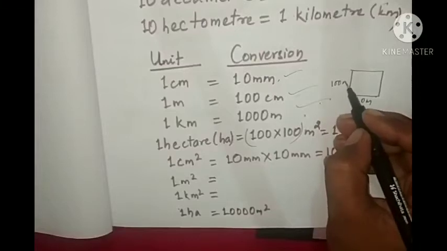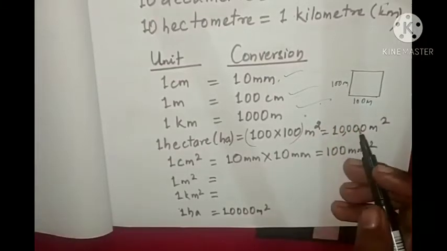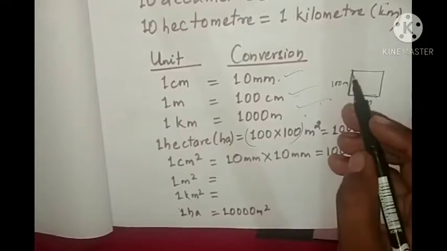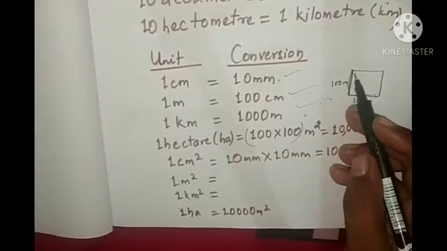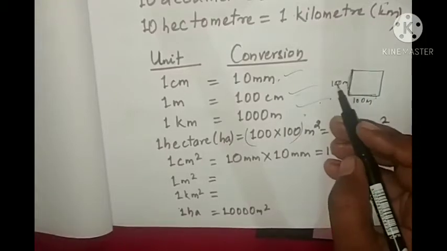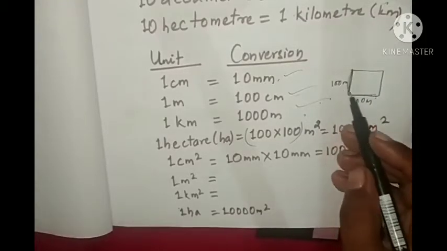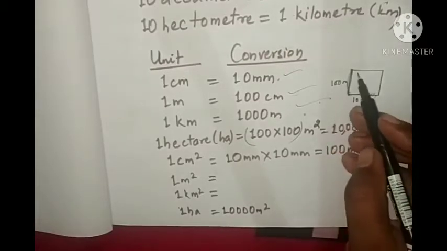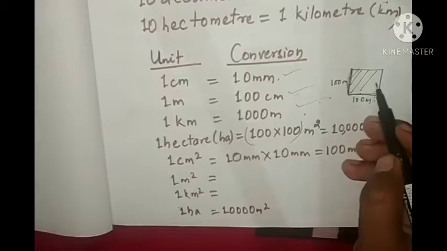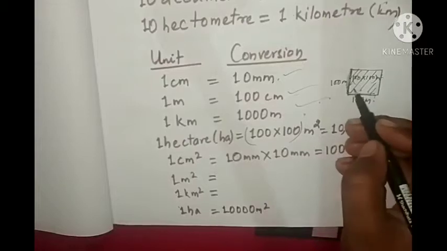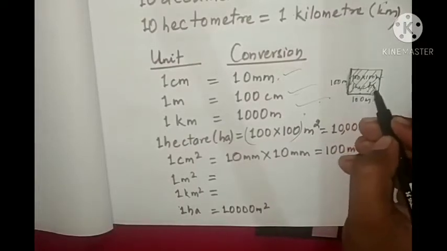If a square land has a side of 100 meter, then the area of that square is how much? 100 into 100 square meter. That is 1 hectare.